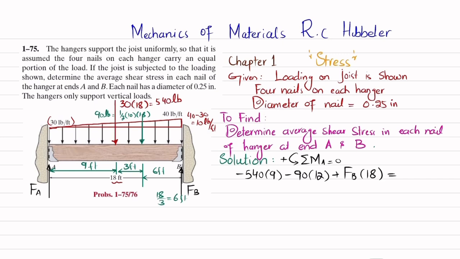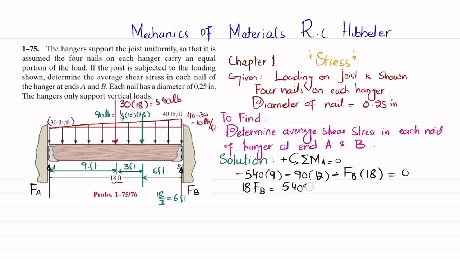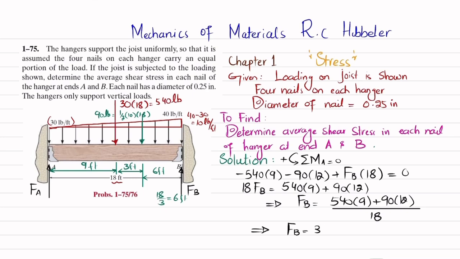And the sum of all moments about point A must be equal to 0. So from here you will get 18 FB is equal to 540 multiplied by 9 plus 90 into 12. So FB will be equal to 540 multiplied by 9 plus 90 multiplied by 12, divided by 18. And when you calculate it, FB will be equal to 330 pounds.